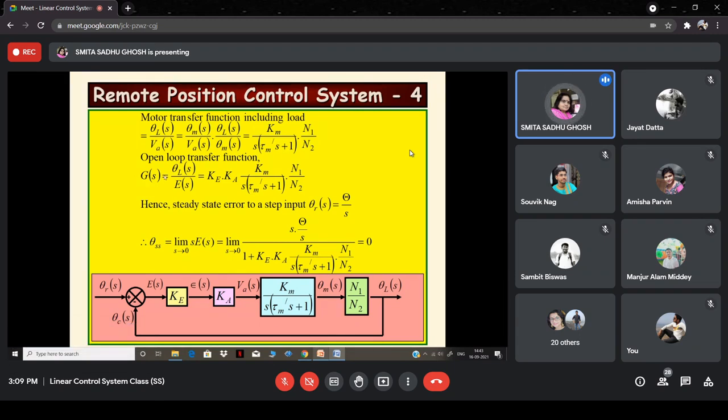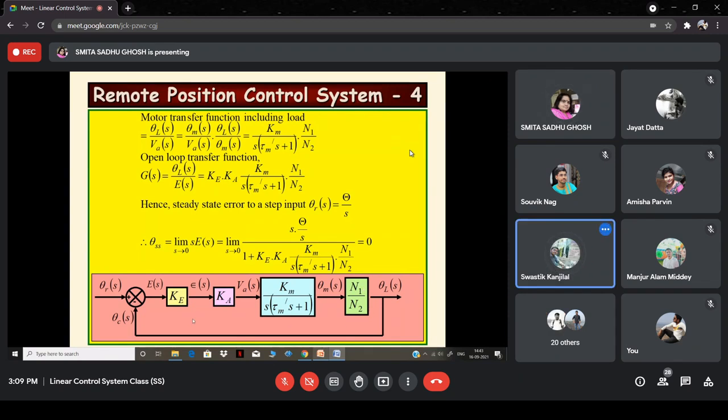So now coming to the open loop transfer function. Open loop transfer function means from where to where? You have theta L on this side, and on the input side, the input of the forward path is this error signal, right? So basically starting from E(s) up to theta L(s), you can consider as the forward path overall.